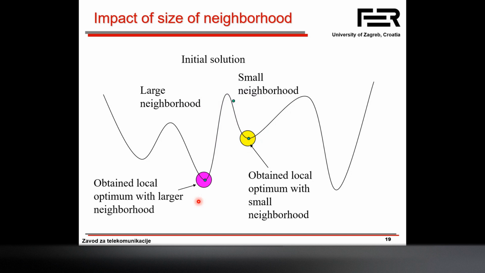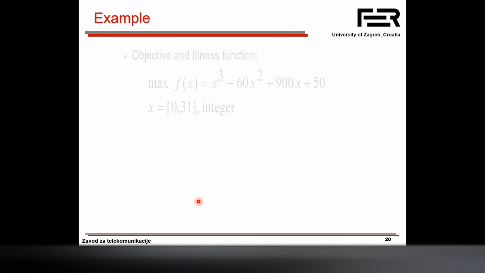So again, we see that there is a trade-off between defining a larger or a smaller neighborhood. If we have a larger neighborhood, then computationally this is more intense, but we may be able to find a better solution.